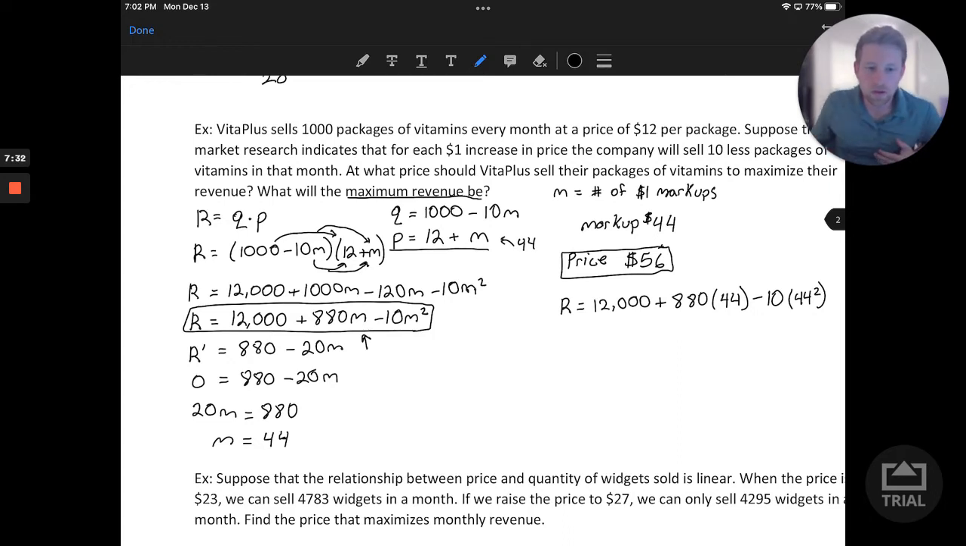If you were plugging this into your calculator, I believe we should get that the revenue total is going to be $31,360 for that. Again, be careful there with going back to the revenue function, because we want to know the revenue in terms of markups, not the actual price. So be careful to input just 44 instead of 56 in this case. So there's our total revenue.